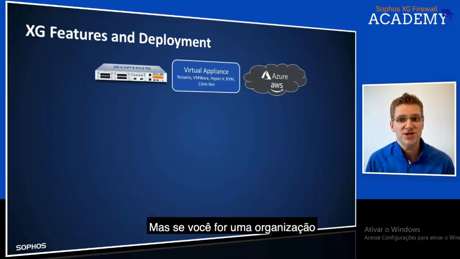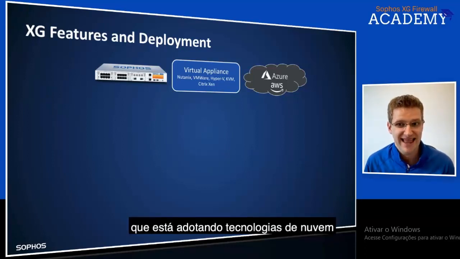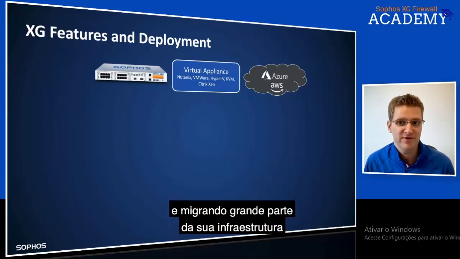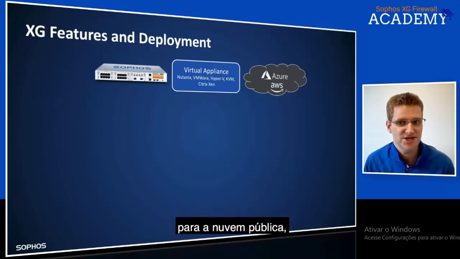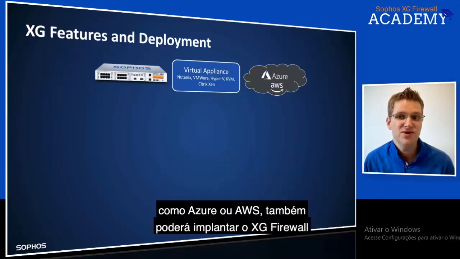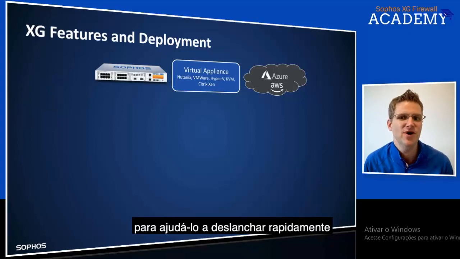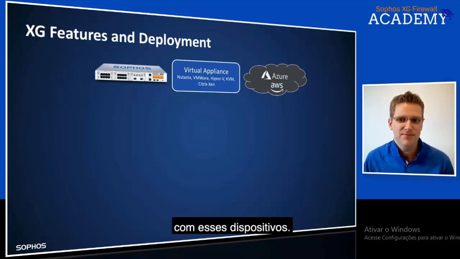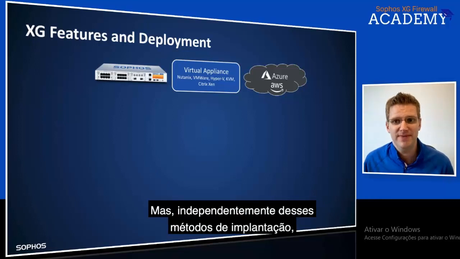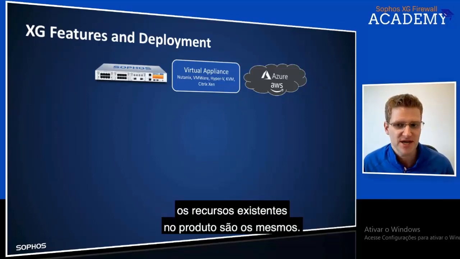But should you be an organization that is adopting cloud technologies and moving a lot of your infrastructure to the public cloud, such as Azure or AWS, you can also deploy the XG Firewall within those public cloud systems. We've got great templates to get you off the ground very quickly, bringing those devices up. But regardless of those deployment methods, the features that exist on the product are the same.